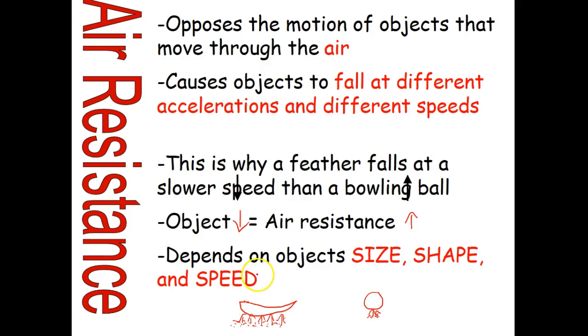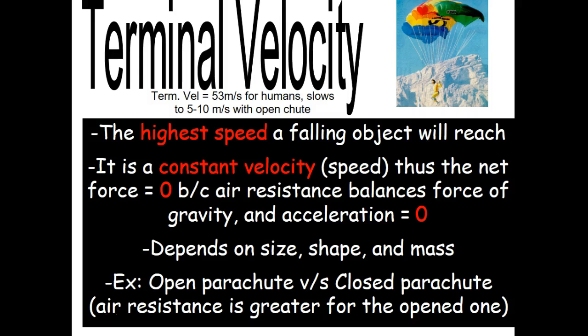Also, there has something to do with the size of the bowling ball. Okay, it's going to create a greater force downward because of its mass than, say, the feather. Last thing we're going to talk about is what happens when you're falling and you reach a certain speed. Okay, the highest speed that you can reach while falling is called terminal velocity. It is a constant velocity, and so the net force is going to be zero, because the air resistance balances the force of gravity, and acceleration equals zero as well.